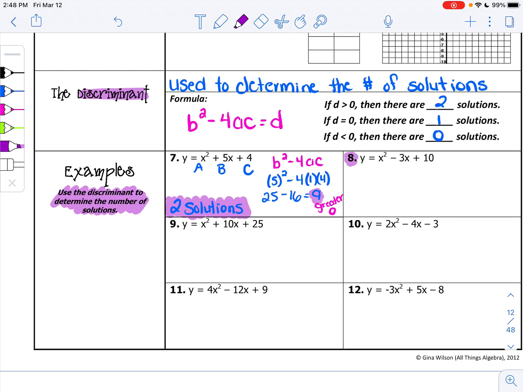Go ahead and highlight 8 through 12. And remember, with discriminant, you really only have 3 answers you're going for. 2 solutions, 1 solution, or no solution.